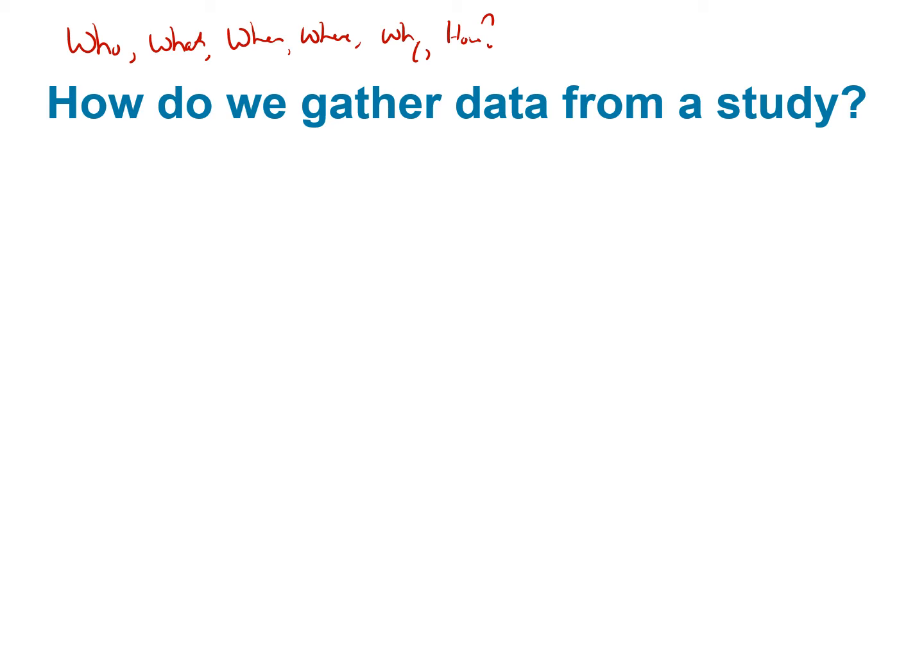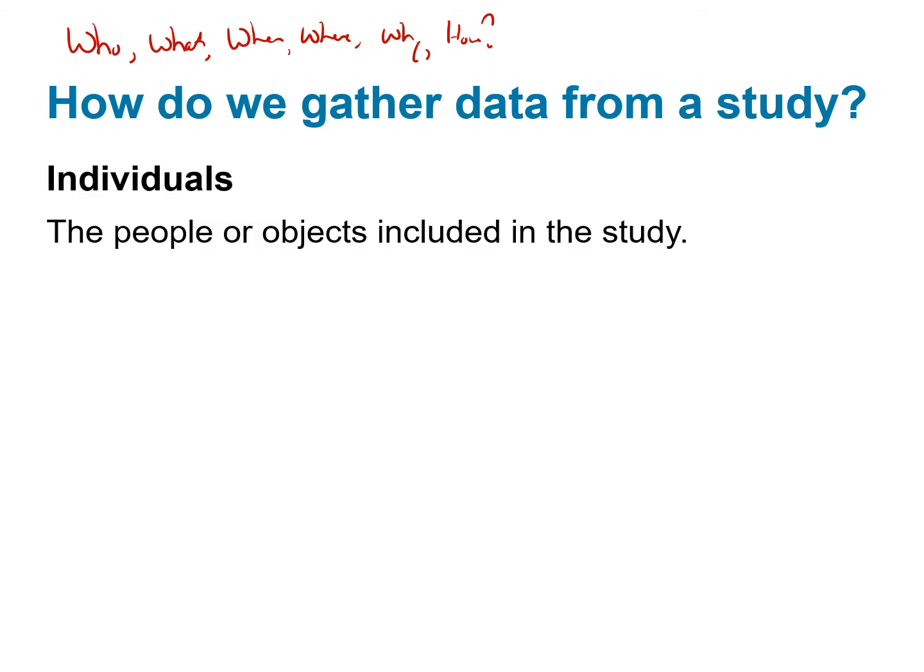So to start with, where do we gather our data from? We have to start off looking at individuals. These individuals are the who. This is who we want to study. Who do we want to know information about? It's who you're interested in. So it's the people or objects that you're including in the study.